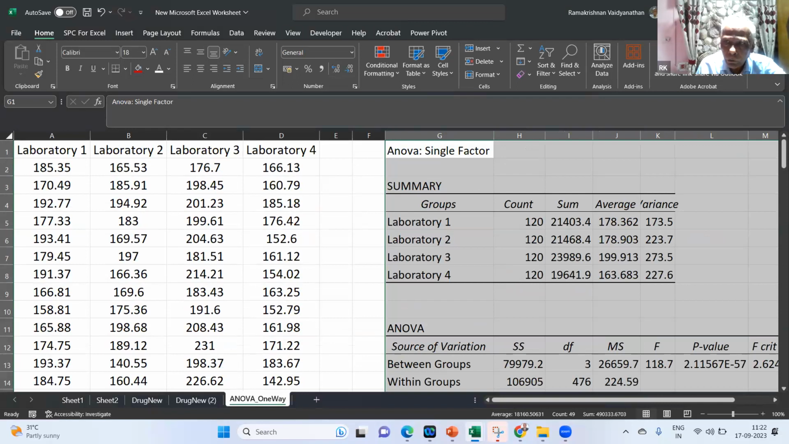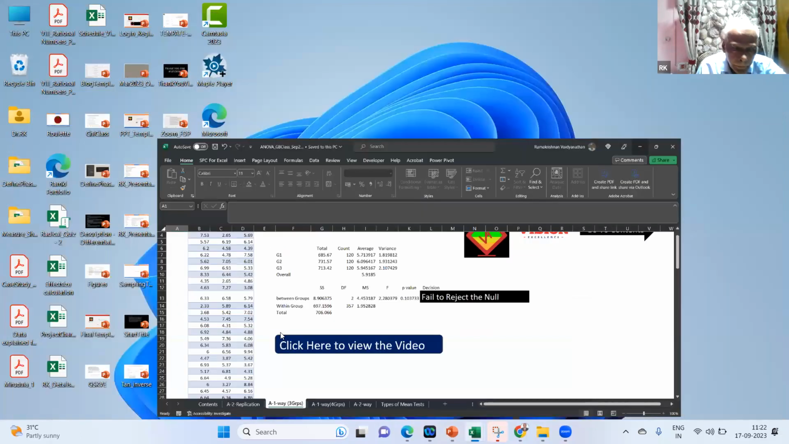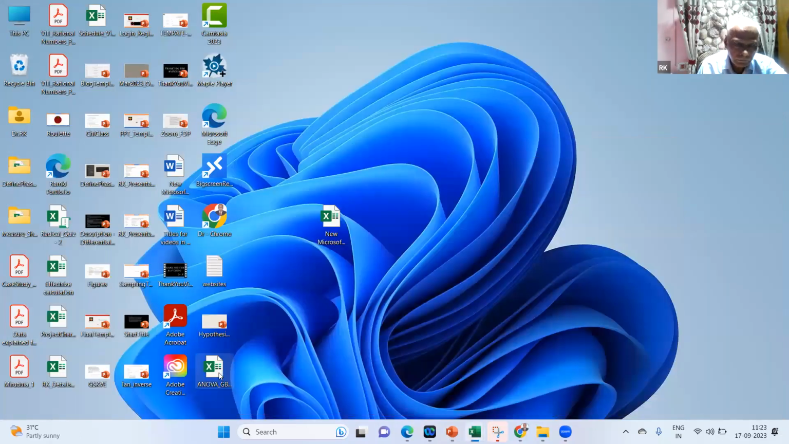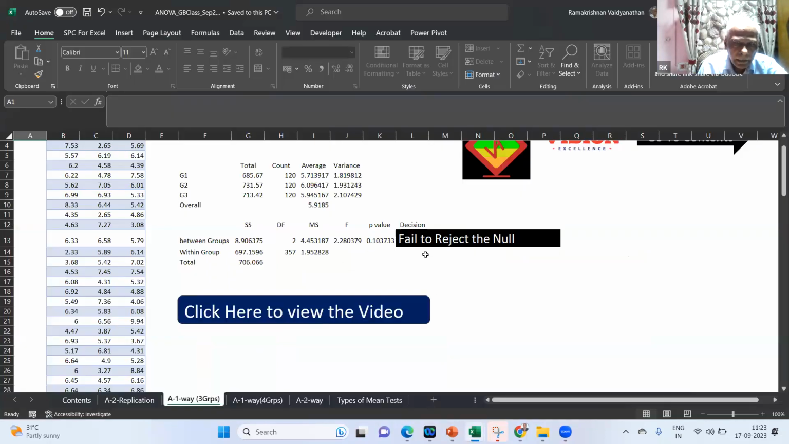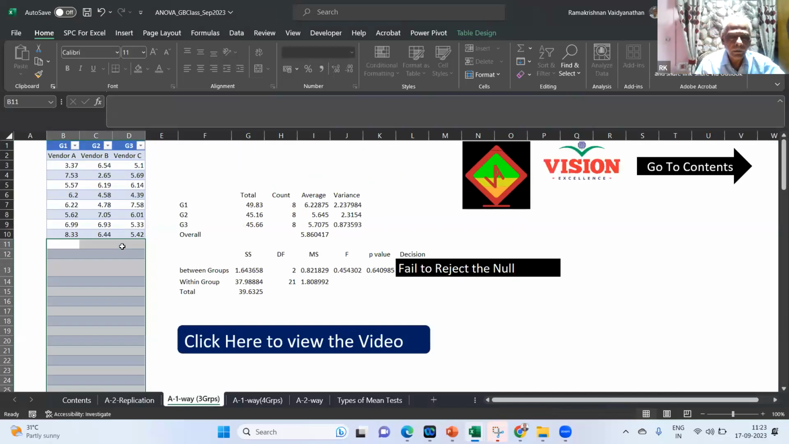Now suppose I will take this. I will give you another template here also. What I will do is, I'll take this. See here. Now, here is vendor A, vendor B, vendor C. Now I'm just deleting, Control Shift down. I'm just deleting it. Now see here, number of counts is 8. Are you able to see this? Yes or no? Yes, sir. Right? Yes. 8 numbers. Average is counting. And then p-value is 0.64. Yes. Greater than 0.05. So decision is fail to reject the null.